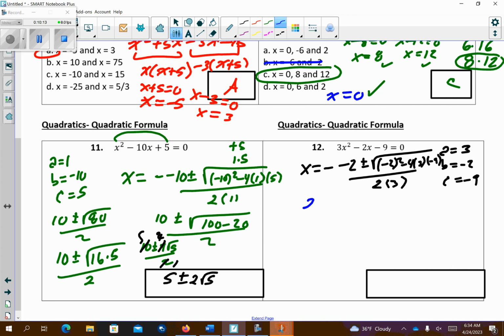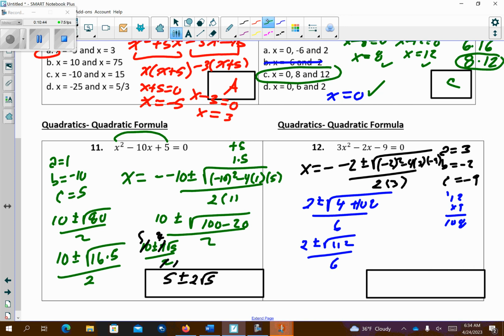So I'm going to get 2 plus or minus, negative 2 squared is 4. Negative 4 times 3 is negative 12. Negative 12 times 9 is going to be, let's see, I got to do that. I can't do it in my head. Sorry, Monday morning, I guess. Okay, that's 108. So plus 108 over 6. So I'm going to get 2 plus or minus the square root of 112 over 6.